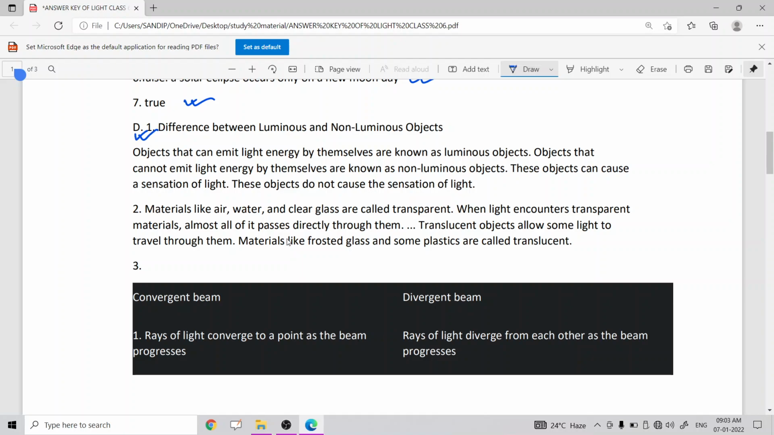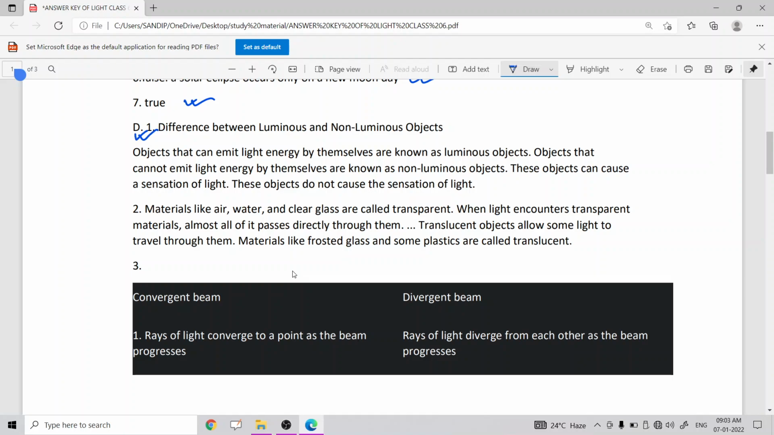Generally, objects that can emit light energy by themselves are called luminous objects, like the sun. And the objects that cannot emit any type of light energy are called non-luminous objects, like a pen, book, etc.